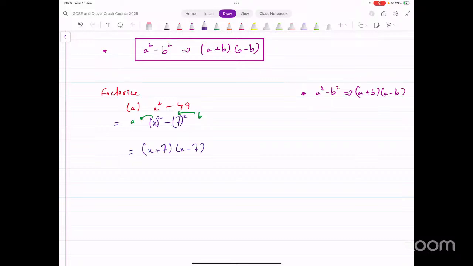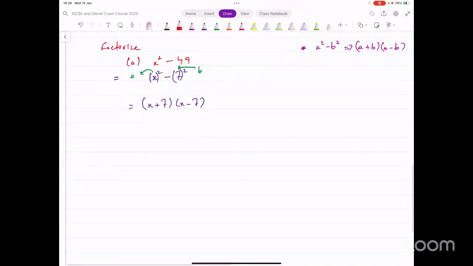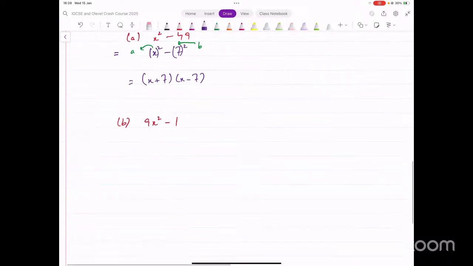Let's take another example. Let's say we have 9x squared minus 1. We have this expression, 9x squared minus 1. Now, again, we think of whether we can take anything common from these two terms. Just think about it. Can we take anything common? We can't. There's nothing common. We could take 1, but that's not going to help because we have 9x squared minus 1.